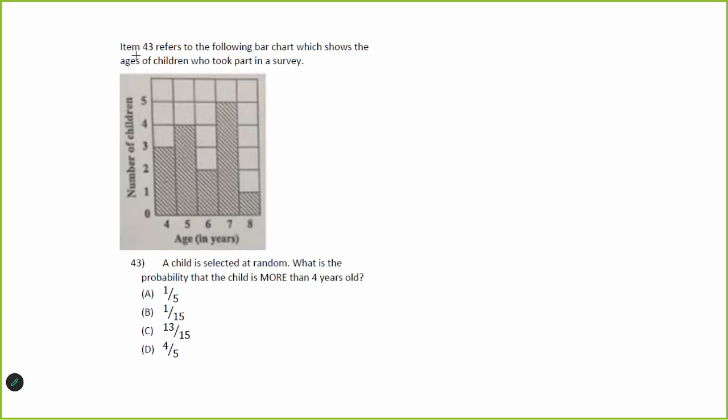Item 43 refers to the following bar chart, which shows the ages of children who took part in a survey. The children are selected at random. What is the probability that a child is more than 4 years old?